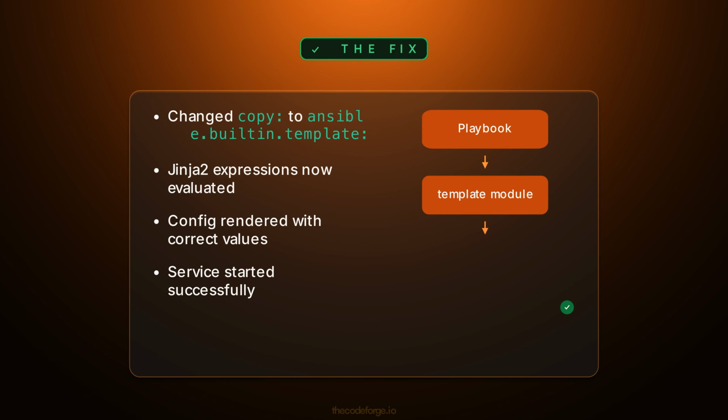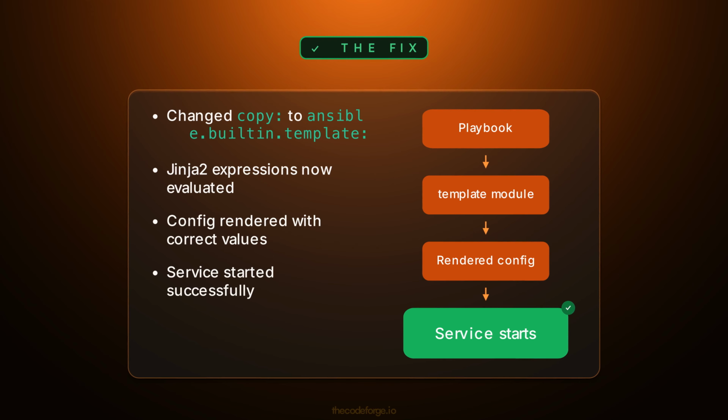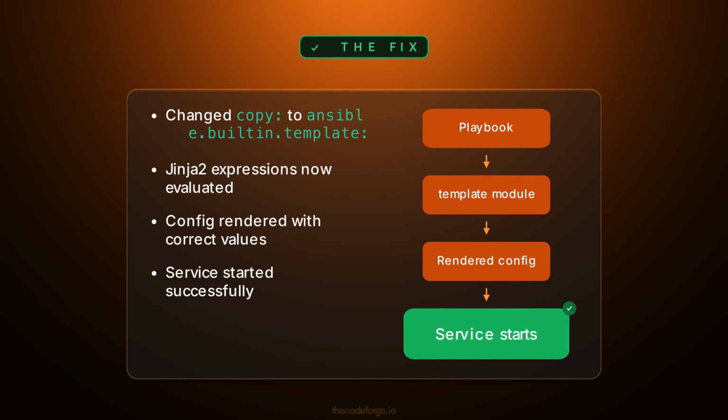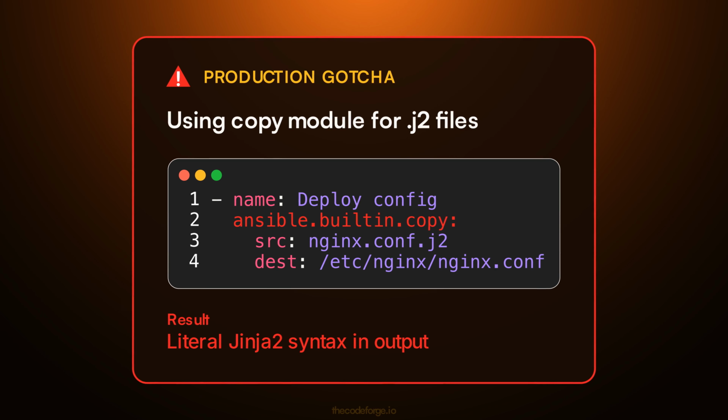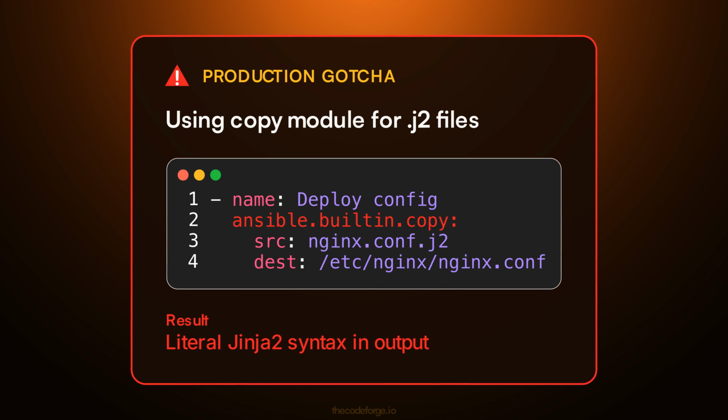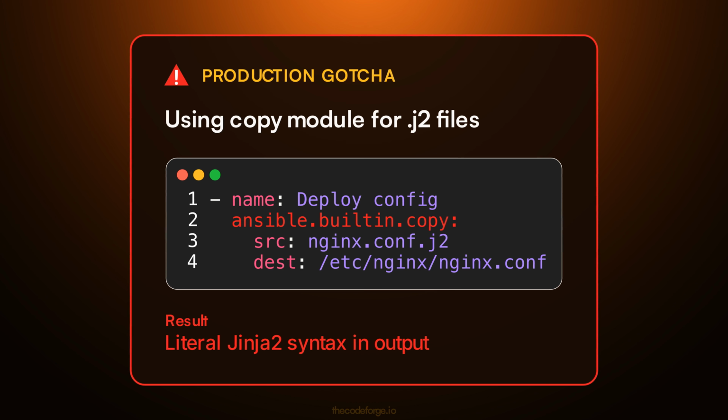The fix was straightforward: replace copy with ansible.builtin.template. The template module evaluated server_name and inserted the actual value. The service started correctly. Always use template for files containing Jinja2 syntax. This is the exact mistake from the incident. Using copy on a .j2 file results in literal {{ var }} strings in the output. Always use ansible.builtin.template for files containing Jinja2 expressions.